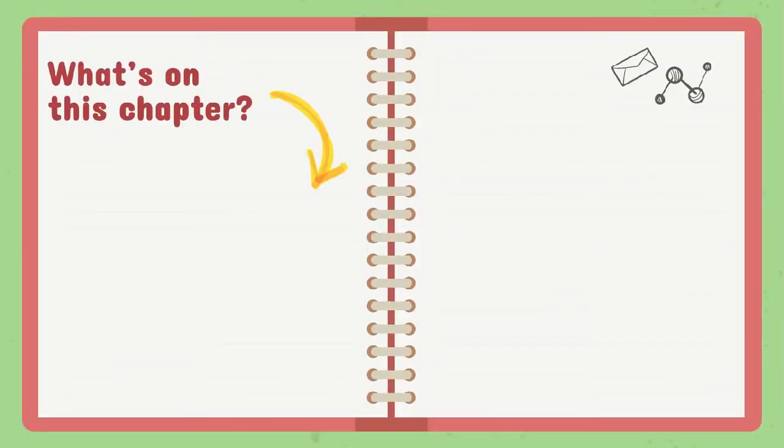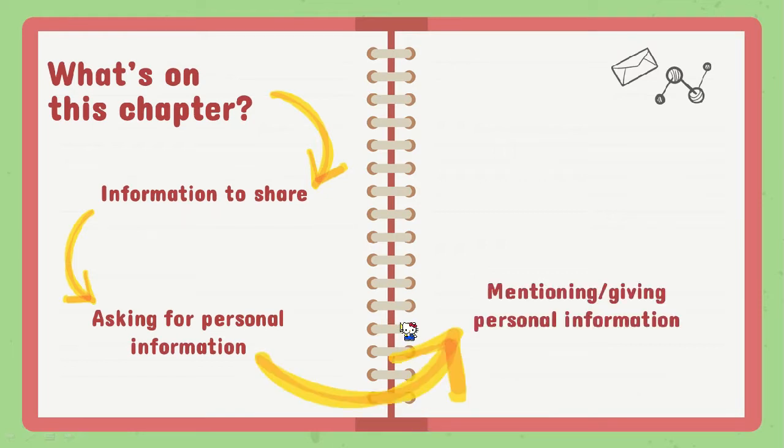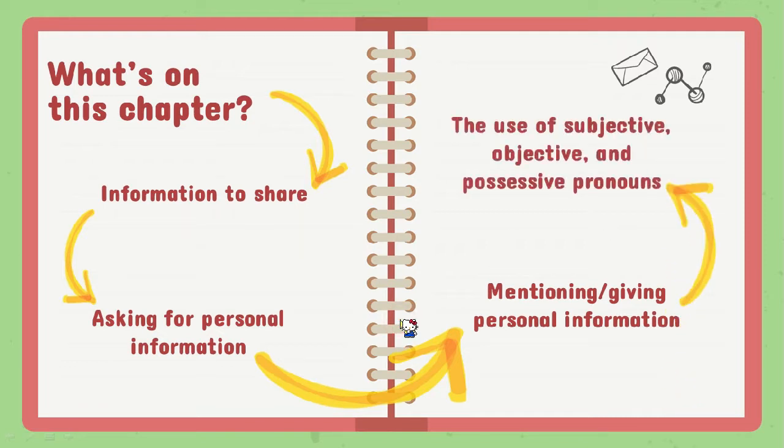So what is in this chapter? In this chapter, we will learn about any kind of information to share to someone else, how to ask for personal information to other people, and how to respond or mention or give personal information, and the last is about the use of subjective, objective, and possessive pronouns.